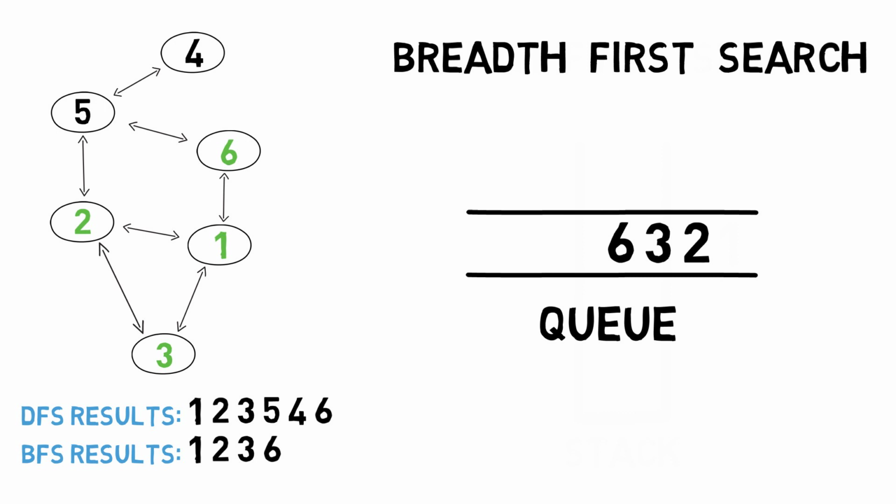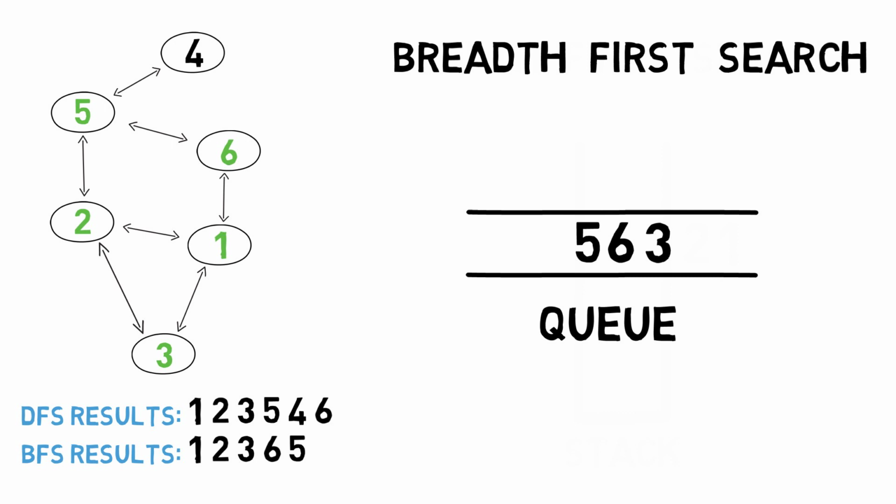We look at the connected vertices and we have 1, 3, and 5. Since 5 is the only one that hasn't been visited, we add that to the queue and mark it as visited. Since there are no more non-visited vertices connected to 2, we remove it from the queue and move to the new head, which is 3.